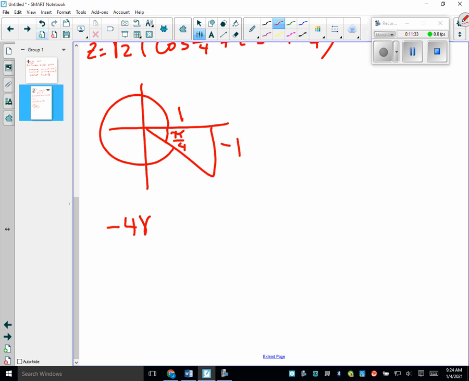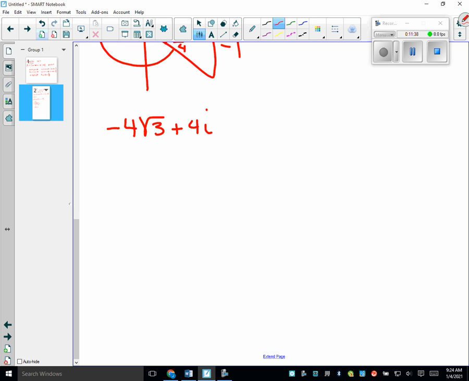Negative 4 radical 3 plus 4i. I take back what I said. This isn't that bad. No, the first one was bad. All right. Well, part of it is you're going to have to remember some things. Once you start remembering, this will get easier.